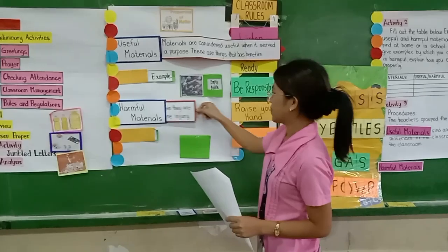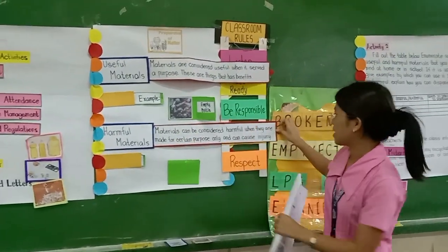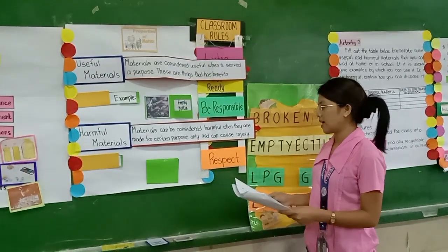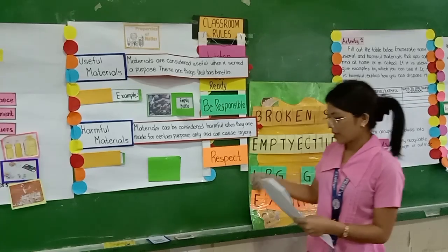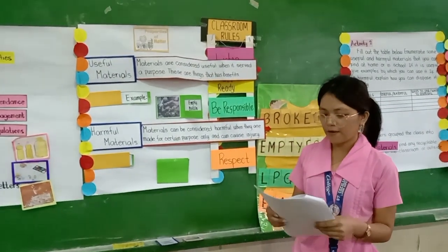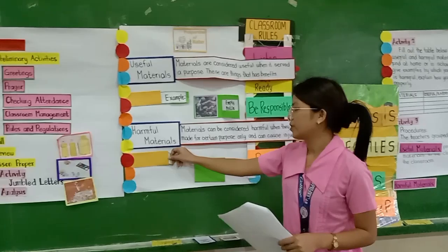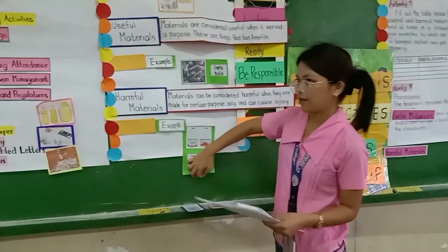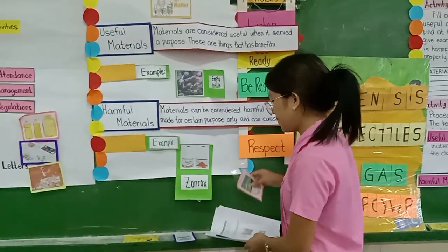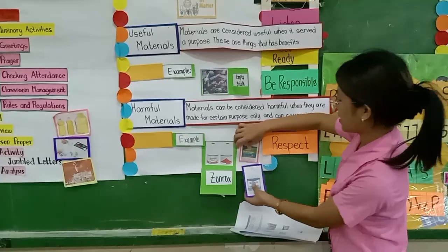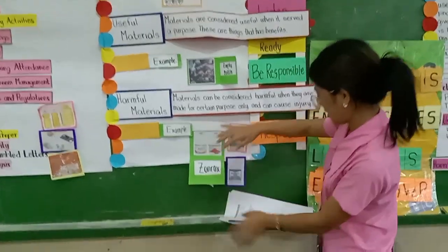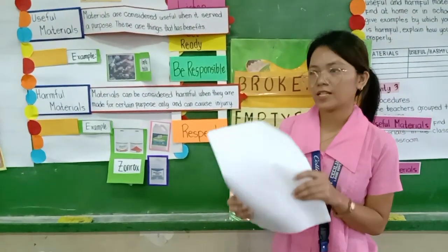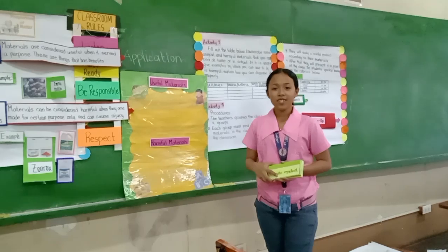Next is the harmful materials. These materials can be considered harmful when they are made for a certain purpose only and can cause injury. These are goods or substances that could harm humans. For example, sunroof. Another example is muriatic acid or drain cleaner. These ingredients can irritate the eyes.